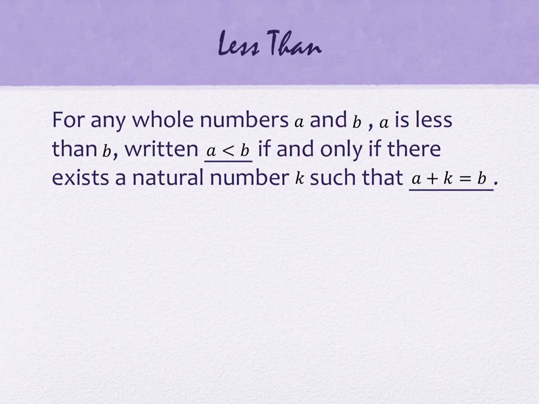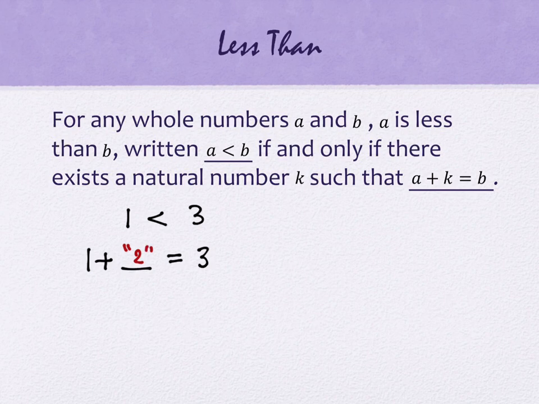So the phrase less than means the following. For any whole numbers A and B, A is less than B, written with the less than symbol, if and only if there exists a natural number K such that A plus K is equal to B. What it means for 1 to be less than 3 is that there's some number that I can add to 1 to get 3, and that blank spot has to be a natural number. So it can't be 0, it can't be negative, it can't be fractions, decimals, etc. It has to be a natural or counting number. There's some number, it's 2, that I can add to 1 to get to 3. That's the definition for less than.